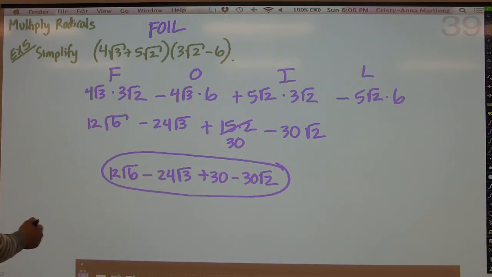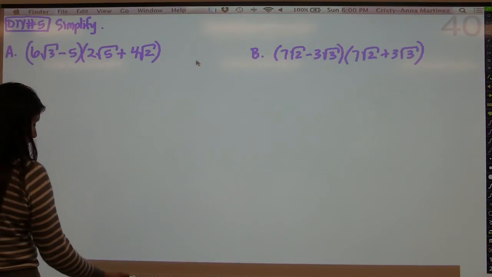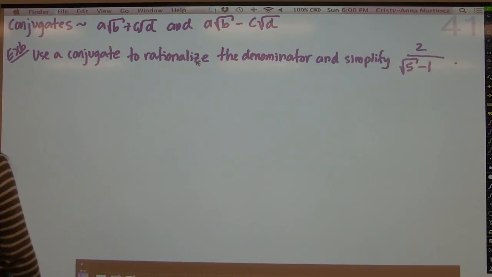And it's okay that it's that long. So then, there you go. Now I want you to try this one. And then we're going to go to our last example, which is dealing with conjugates. So we've done conjugates before, and now we're going to do conjugates for radicals.